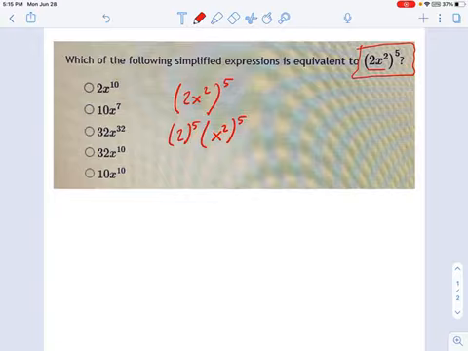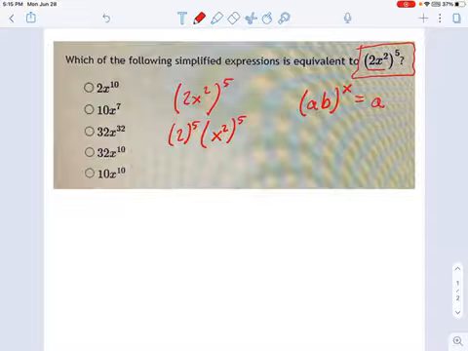This is one of the properties of exponents. And if you want a formula for it, we can make one right here. I'm going to say a times b to the x power, and this equals a to the x times b to the x. Okay, that's what we're doing here.